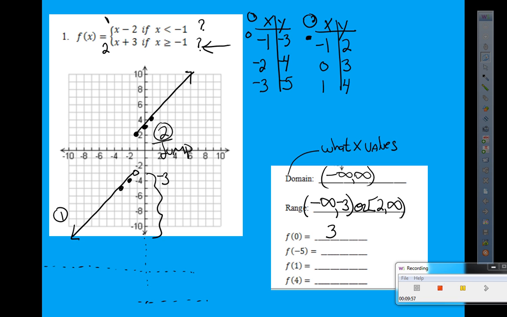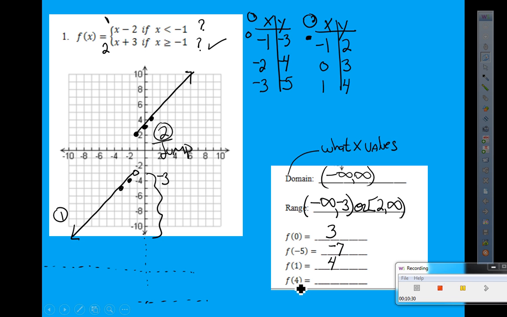Let's pick on negative 5. You're going to ask yourself, is negative 5 less than negative 1 or greater than negative 1? Well, it's less than negative 1. So I'm going to go negative 5 minus 2, and I'm going to get negative 7. Let's try 1. Does it go into x is less than negative 1 or x greater than negative 1? Goes right there. So I'm going to go 1 plus 3 is 4.